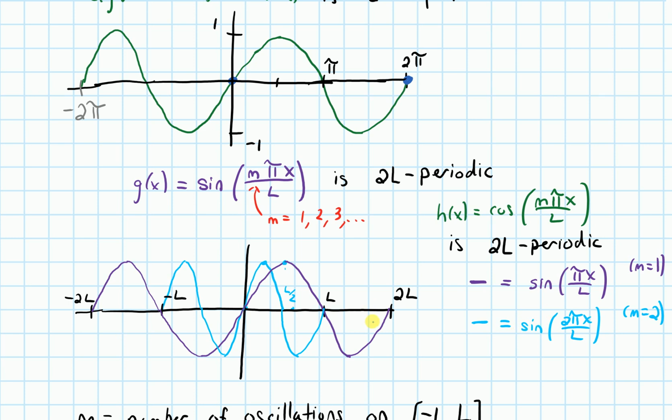Let's also draw a graph of one cosine function. I'm going to draw a cosine function when m is 1 again. So this would be cosine of pi x over L. So this is when m equals 1. If you plug 0 in for the x, you get cosine of 0, which is 1. So its y-intercept is going to be at 1. It's going to start up here.